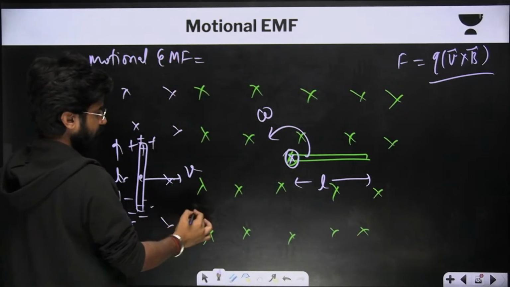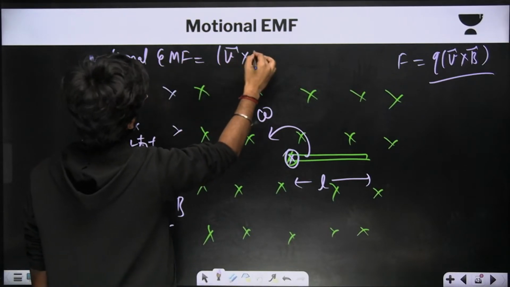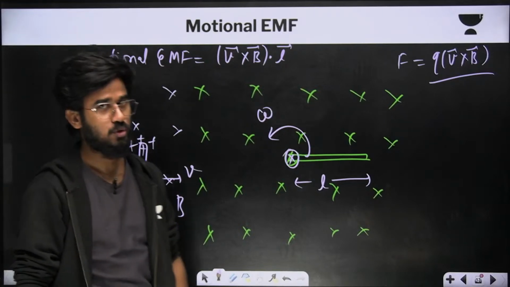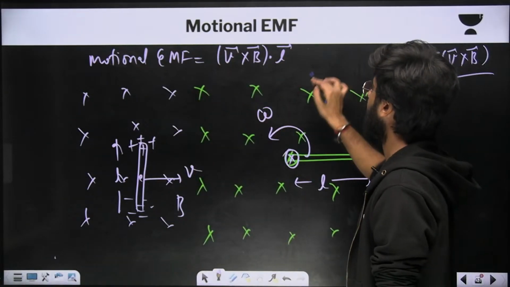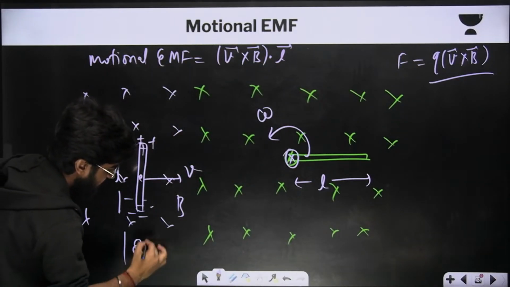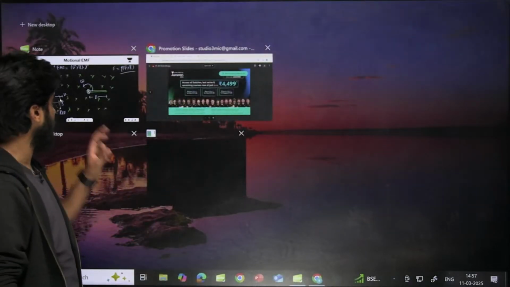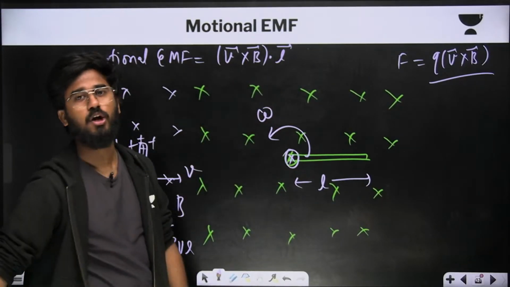Suppose the velocity is V, the magnetic field is B, and the length is L. So the motional EMF is V cross B dot L. This is the formula of motional EMF. And if we talk about the magnitude of motional EMF, it is simply BVL.